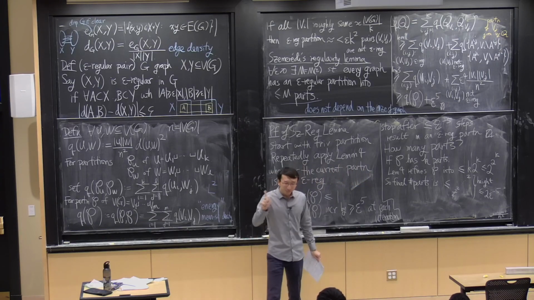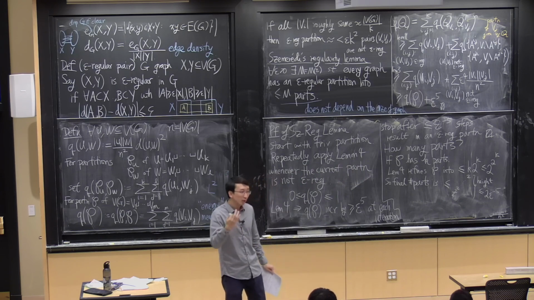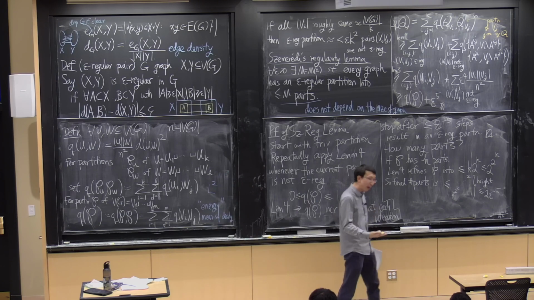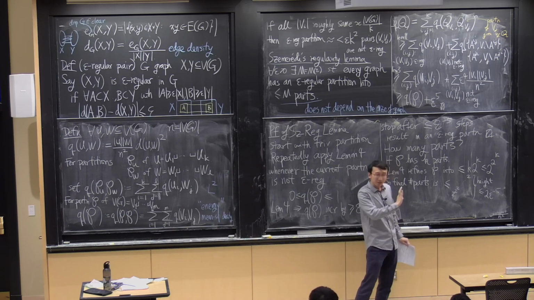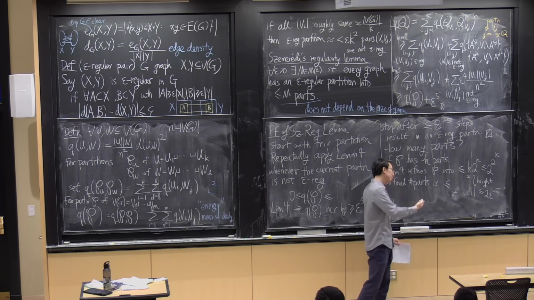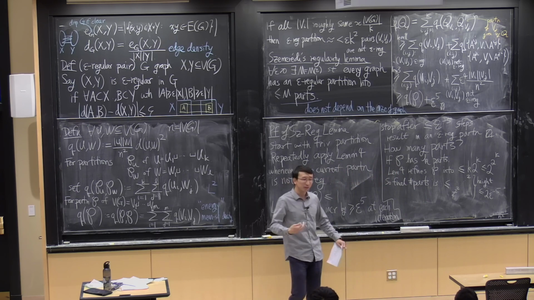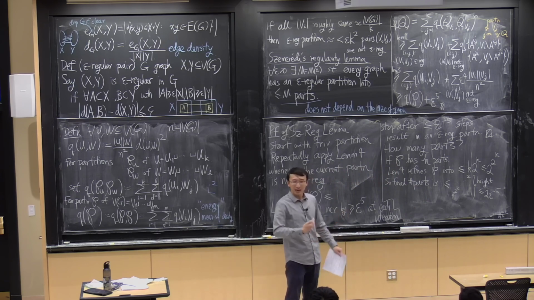It's a finite number. So it depends only on epsilon and not on the size of your graph. And this is the most important thing. It does not depend on the size of your graph. It is quite large. In fact, even for reasonable values of epsilon, like 1% or even 10%, this number is astronomically large.